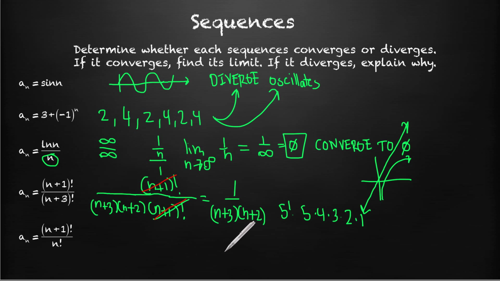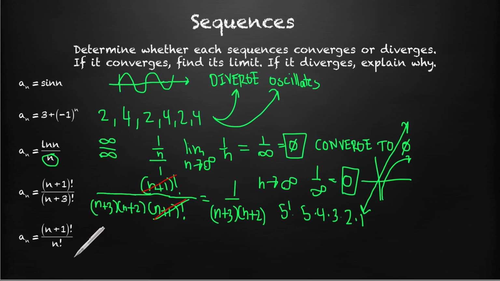And so now we're going to say, well, as n approaches infinity, it's very clear now that the bottom is going to be a really big number. So you're going to have 1 over infinity, which is going to converge to 0.